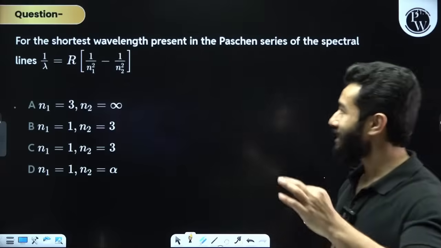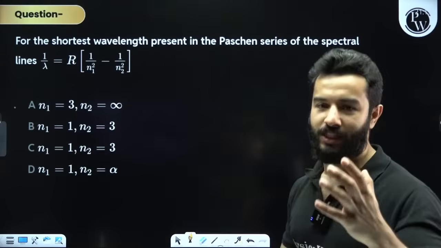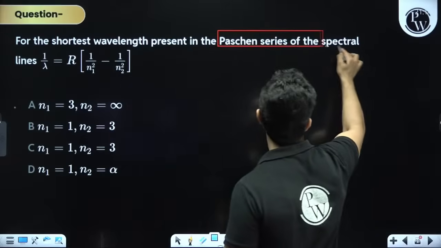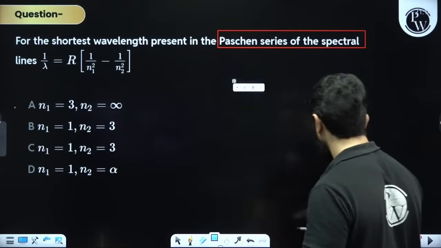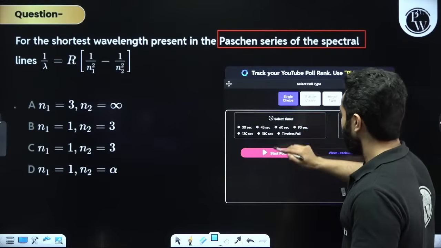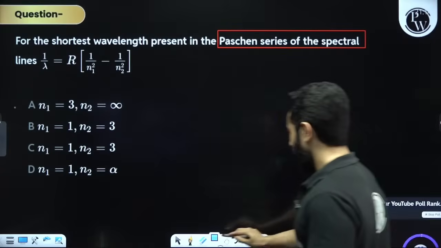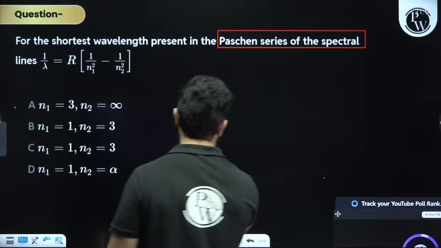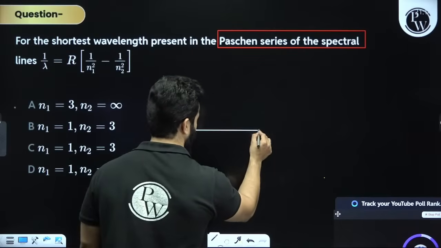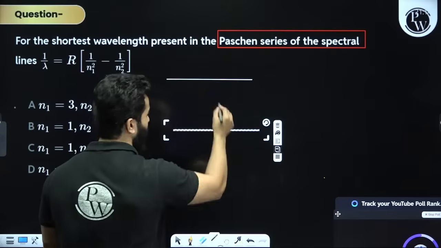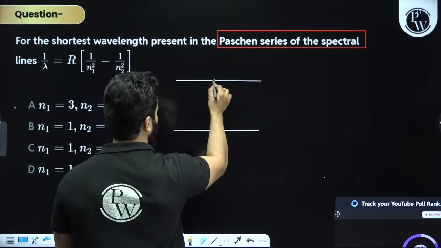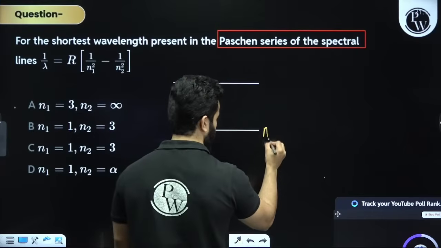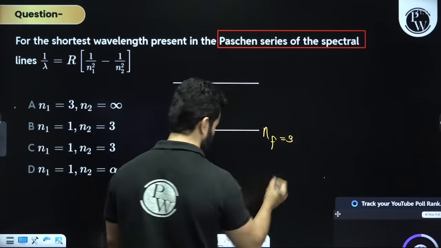For the shortest wavelength in the Paschen series, we don't talk a lot about the Paschen series, doston. Let's talk about the Paschen series of spectral lines. I'm starting the timer, 60 seconds. Lyman, Balmer, Paschen. That means for Paschen, n final is going to be 3.